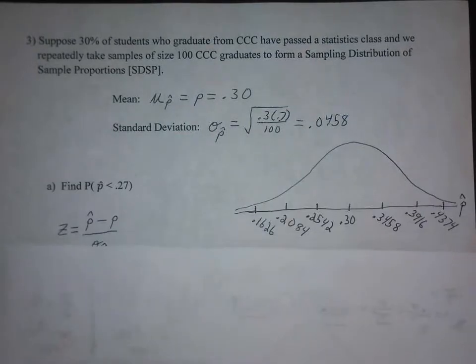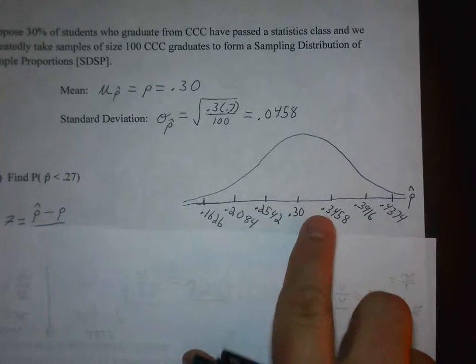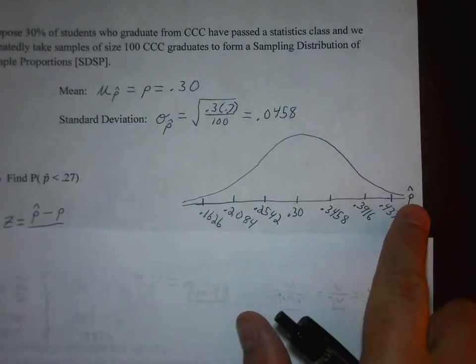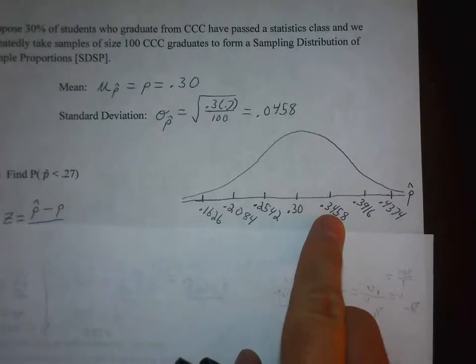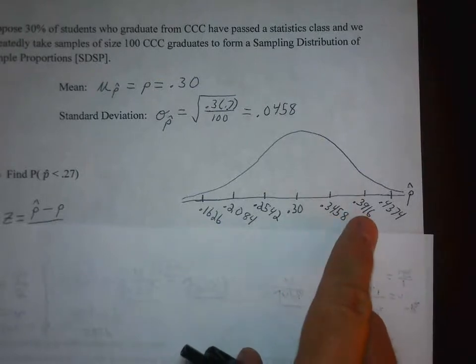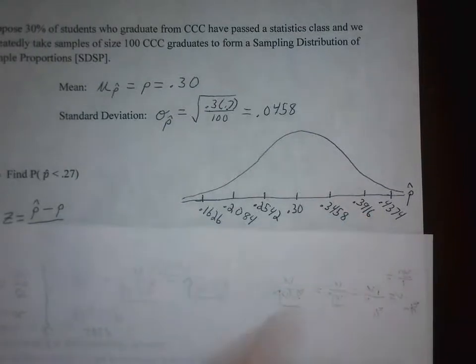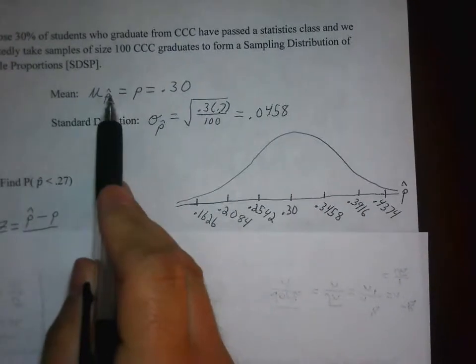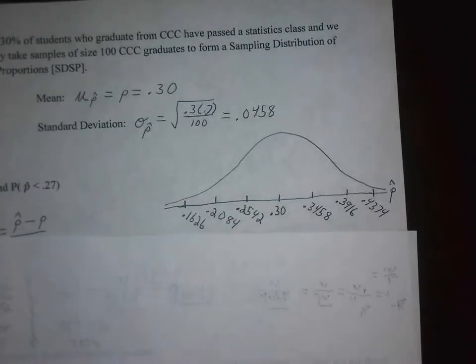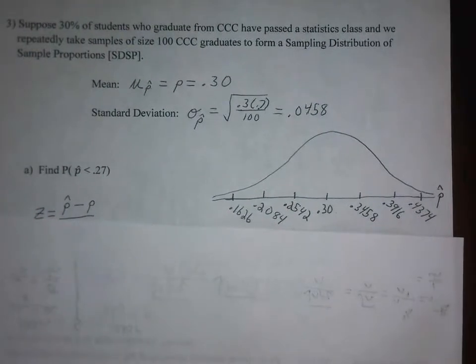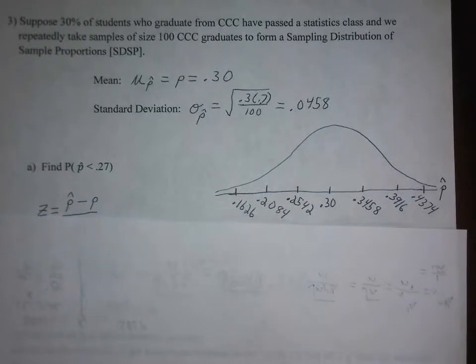So that distribution would look like this. The p-hat distribution would have 0.30 in the center, and if you add one standard deviation to that mean, you get 0.3458. For the second standard deviation, add 0.0458 again, you get 0.3916, and so on. The concept is still the same: you have the mean in the center and the standard deviation, and you can add and subtract that from the mean to get your axes labeled for the p-hat distribution.